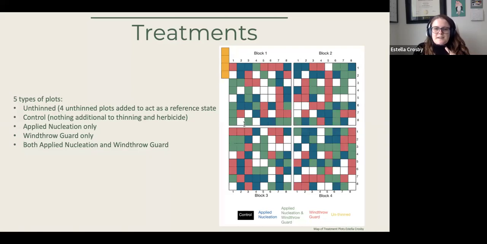As you saw on the previous slide, the research site is divided into 4 blocks. These blocks are further subdivided into an 8x8 grid, which are the treatment plots.